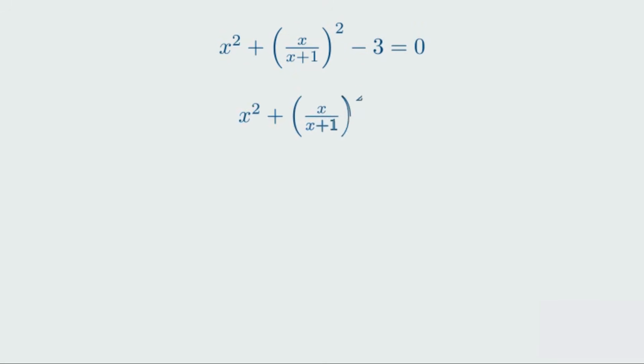Let's start with our original equation. We have x squared plus the quantity x over x plus 1 squared minus 3 equals 0. Let's move the constant term 3 to the right side of the equation. This gives us x squared plus x over x plus 1 squared equals 3. Now let's focus on the term x over x plus 1.